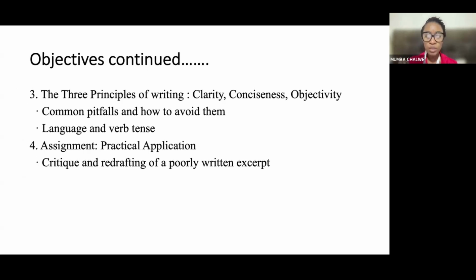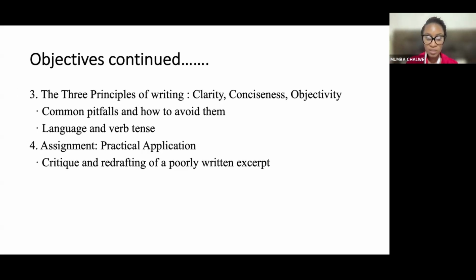I'll also talk a little bit about something that is not set in stone, but helps frame your mind on how you're creating your results section. And that's basically three principles: clarity, conciseness, and objectivity.